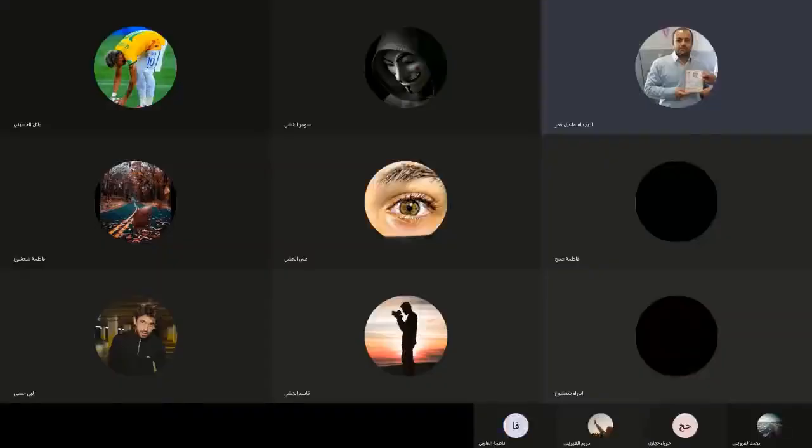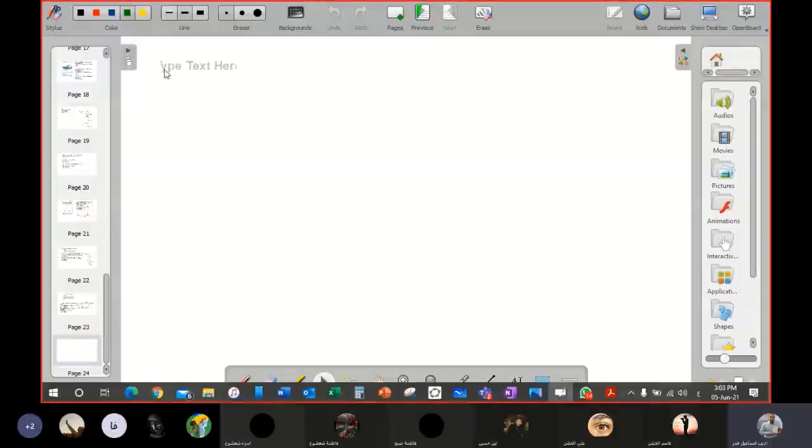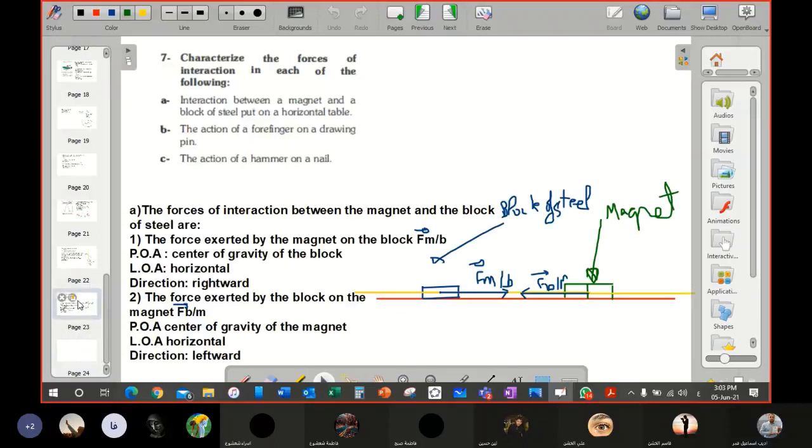In this period we are going to continue solving the exercises of equilibrium for a body, starting from exercise number 7, part B. This is exercise number 7. Read, Ya Asim, exercise number 7. Okay.